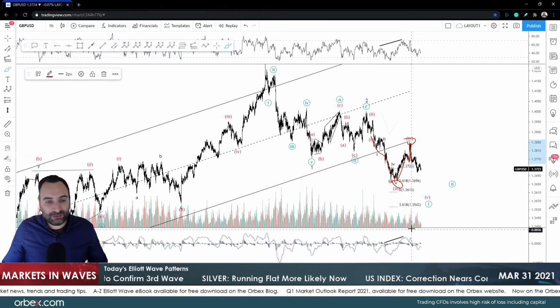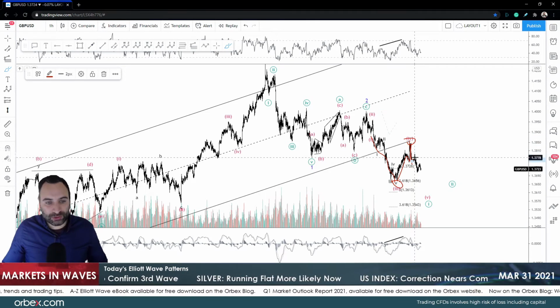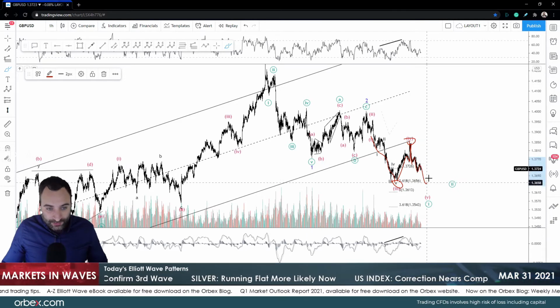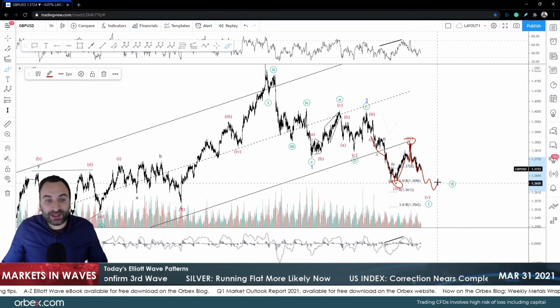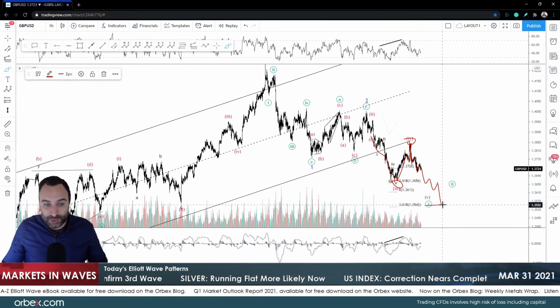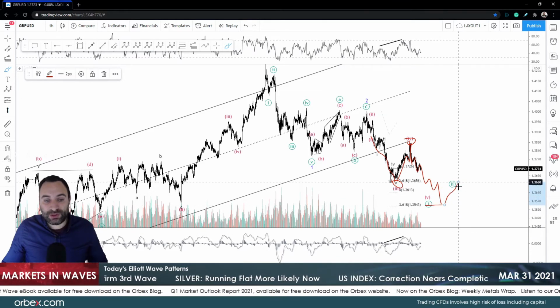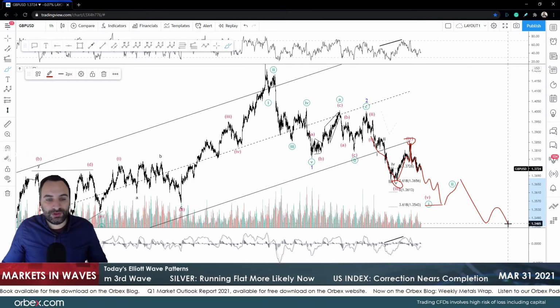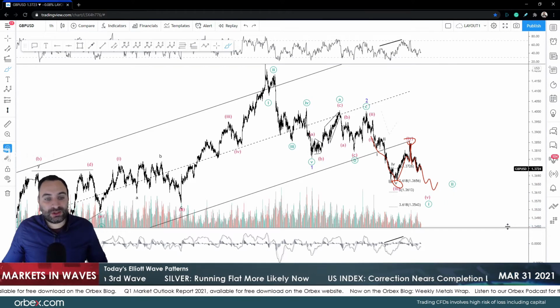So no move now down impulsively. It looks like 1, 2, 1, 2, 3, 4, and 5. To me, this is what it looks like, and then 4 and 5. So perhaps 135.43 is where wave 1 is going to end. Then we're going to get 2, 3, 4, and 5.